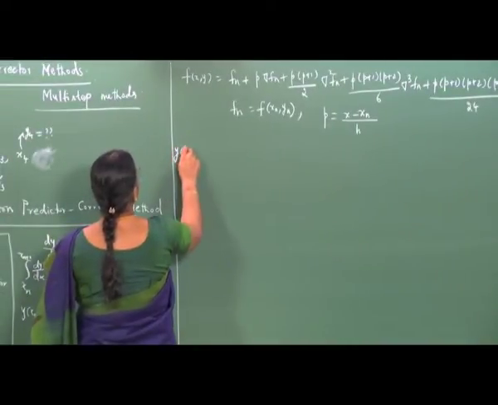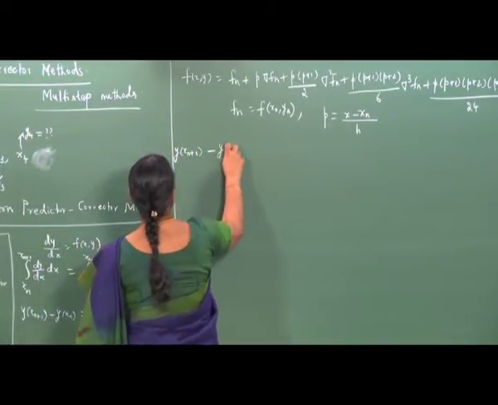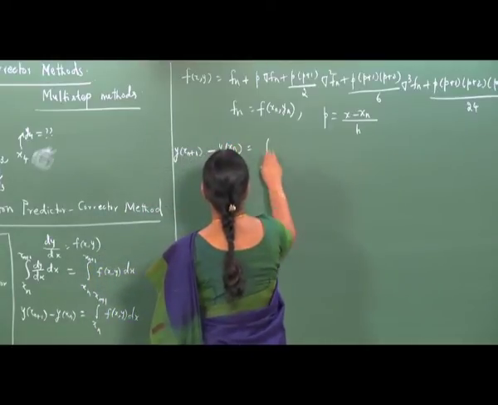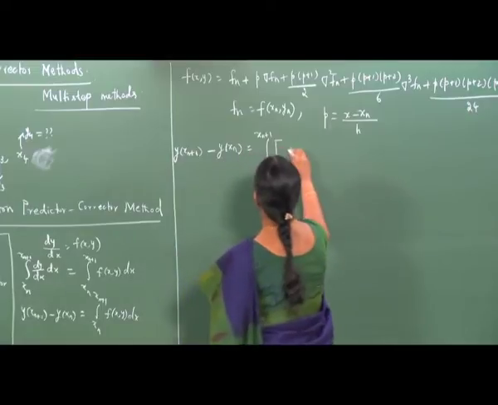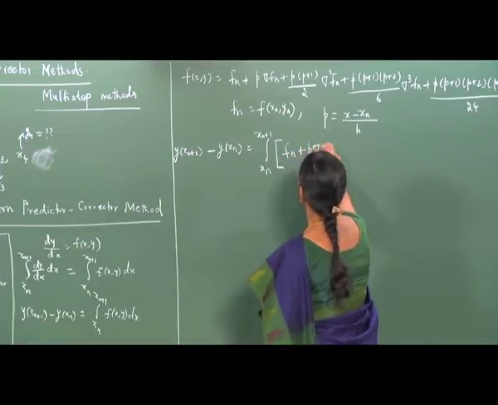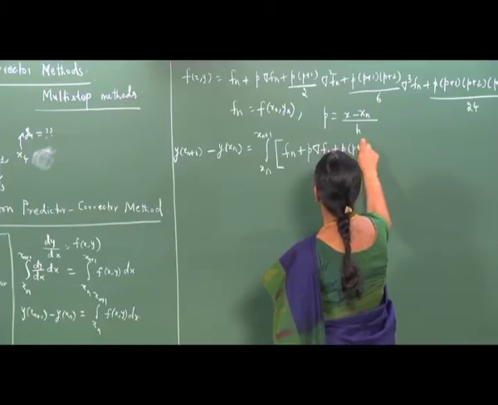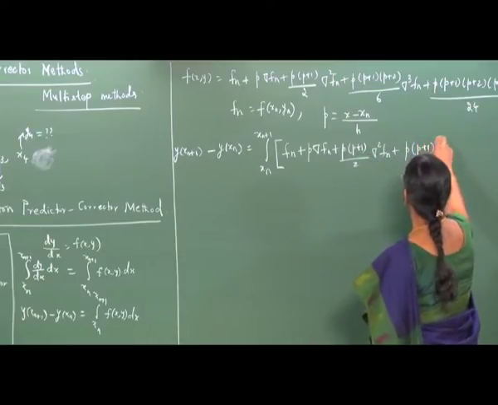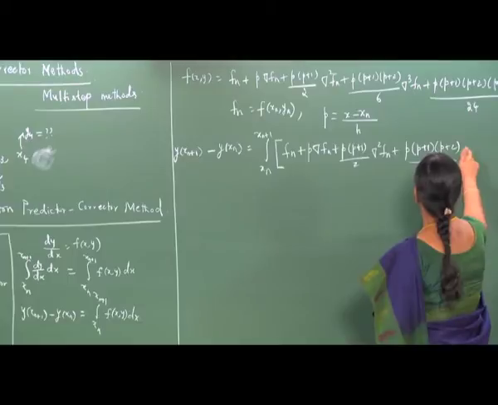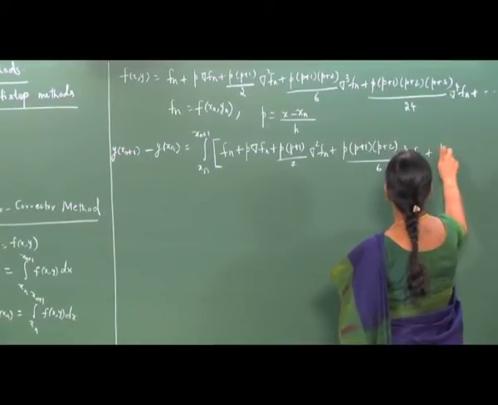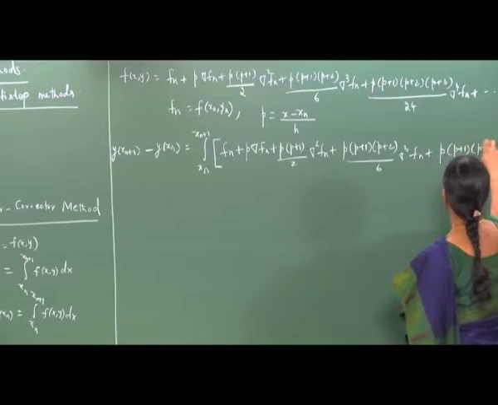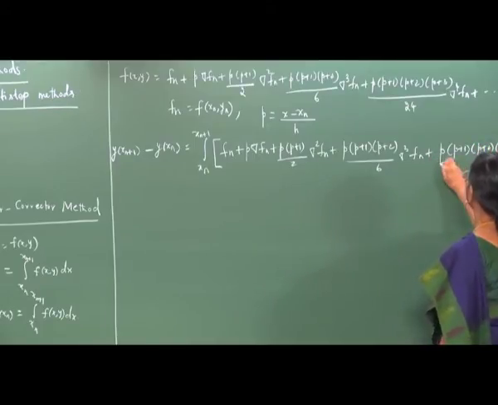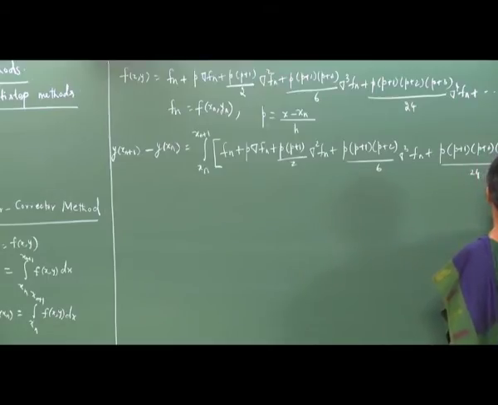So, I substitute for f of x comma y here. So, I get y of x_{n+1} minus y of x_n is the integral from x_n to x_{n+1} of f_n plus p delta f_n plus p (p plus 1) by 2 into del square f_n plus p (p plus 1)(p plus 2) by 6 del cubed f_n plus p (p plus 1)(p plus 2)(p plus 3) by 24 into del power 4 f_n plus etc., integration with respect to x.